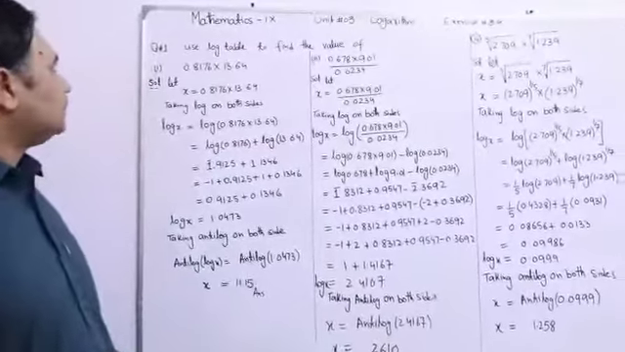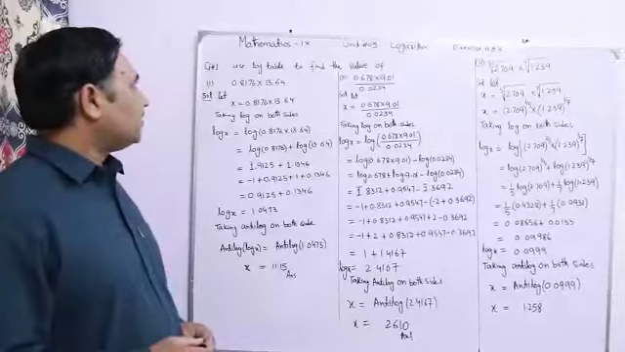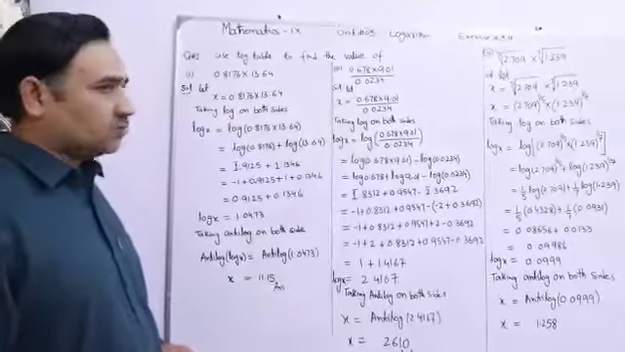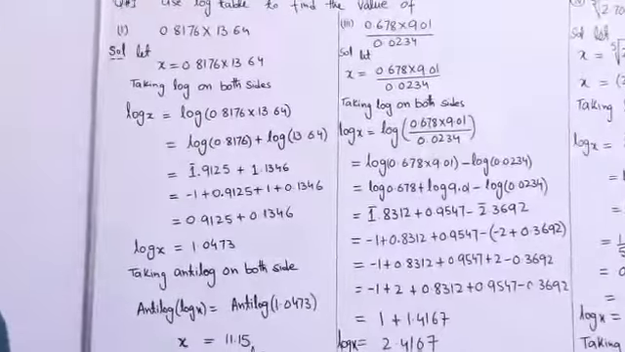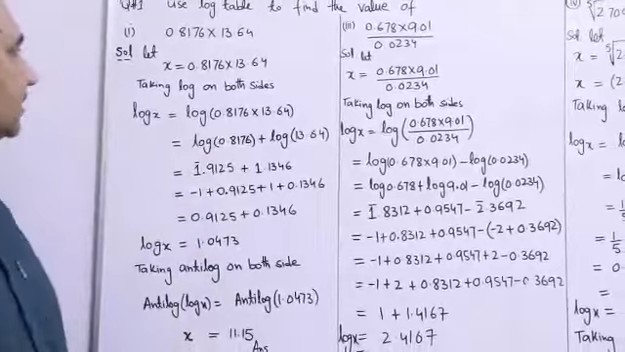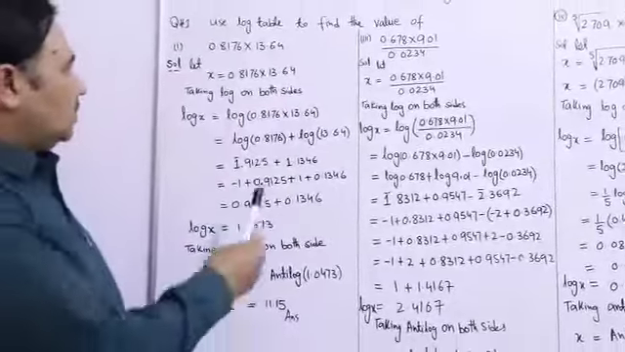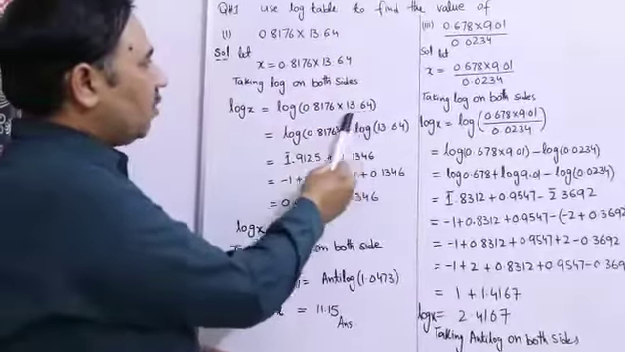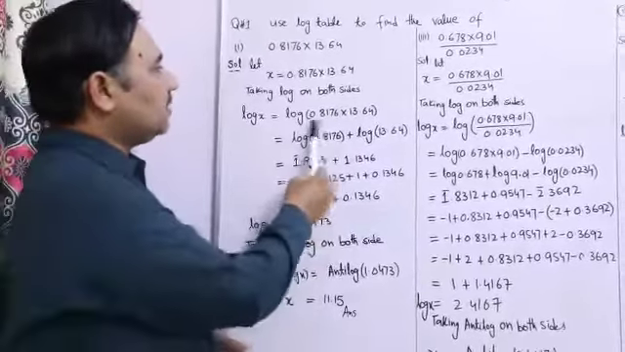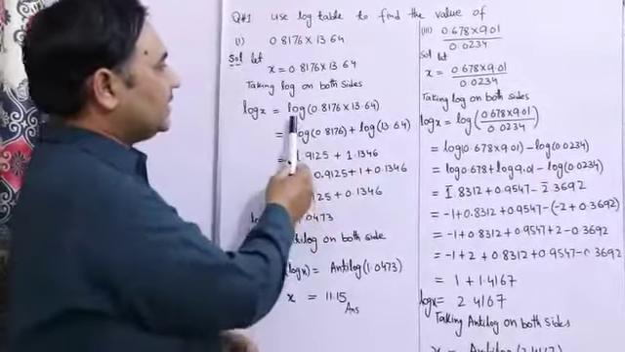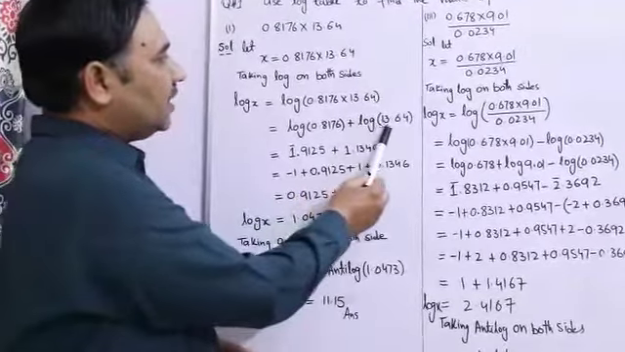Question number 1. Use log table to find the value of 0.8176 multiplied by 13.64. Let this value be equal to x. Taking log on both sides, this is log of x and log of this value. Now this value is in the form of multiplication. By using the first law of logarithm, we can convert multiplication into addition. So we can write this as log of 0.8176 plus log of 13.64.